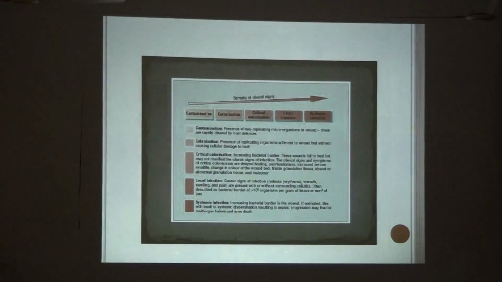Then there comes critical colonization. Here there are no local signs of infection, but the wound healing is delayed. Then there is local infection, where there is local damage and local signs of inflammation like redness and heat. And finally there is systemic inflammation. The bacterial load is so much that it results in systemic manifestations of the infection.